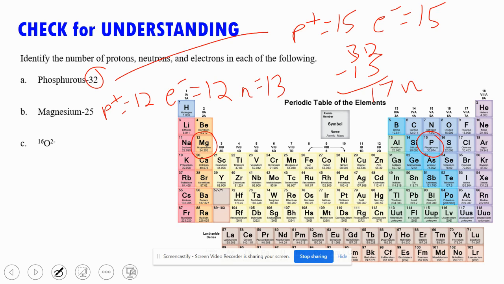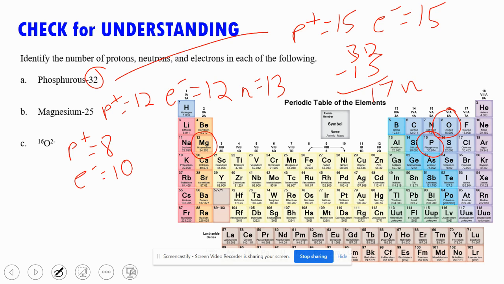Finally, we have oxygen down here. This is written a little bit differently. This is called nuclide notation, and we notice that we see a charge here. First off, we know that oxygen is over here on the periodic table and has an atomic number of 8, so the protons have to equal 8. It's not a neutral atom. It has a -2 charge, which means it has 2 extra electrons. So we add that to the 8 electrons that would be there, and the electrons in this case are equal to 10.